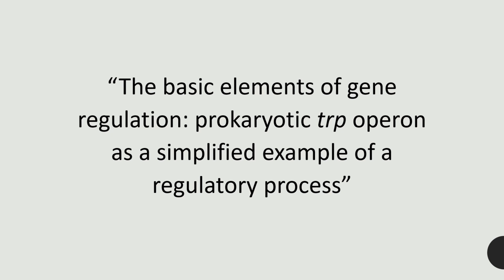So now that we know a little bit about the gene structure of eukaryotes and prokaryotes, we're now going to look at a specific example of gene regulation in a prokaryote. So it's still really important that you know the gene structure of eukaryotes, but we're going to be focusing on prokaryotes for this specific example. So we're going to be looking at something called the trp operon, which is said here to be a simplified example of the regulatory process.